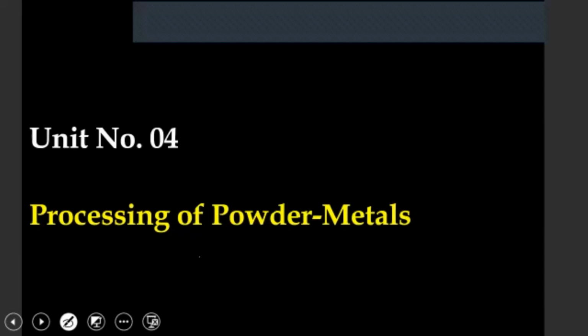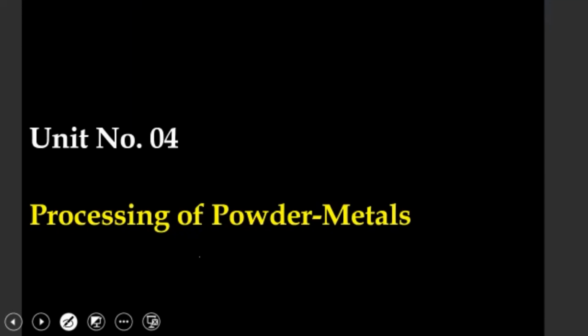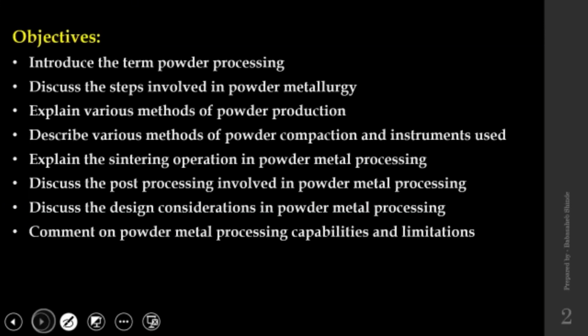In the last session, we finished our third unit that was based on thermal aspects in metal cutting. Now, today we are going to begin with unit number 4, that is processing of powder metals. You might have heard this word powder metallurgy in the past, and this unit number 4 is going to be based on that powder metallurgy, various aspects related to powder metallurgy. So, before beginning with the content, let's go through the objectives of the unit.